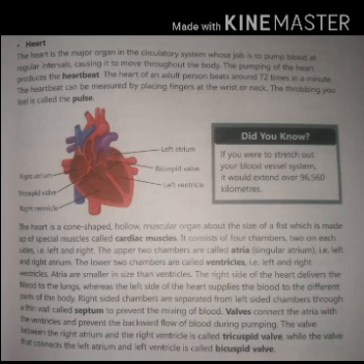My learners, the upper 2 chambers are called arteria. Arteria is a plural word and its singular is atrium. That is left atrium and right atrium. The lower 2 chambers are called ventricles. That is left ventricle and right ventricle. Arteria are smaller in size than ventricles. The right side of the heart delivers the blood to the lungs, whereas the left side of the heart supplies the blood to the different parts of the body.